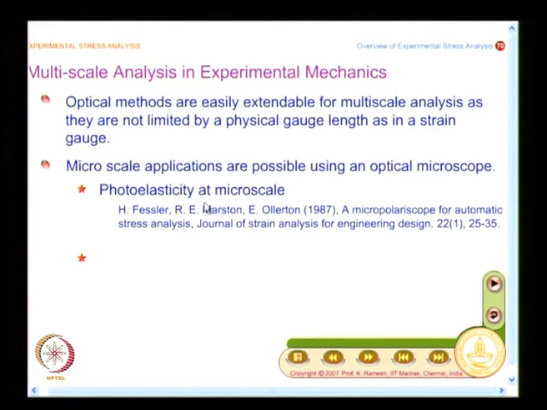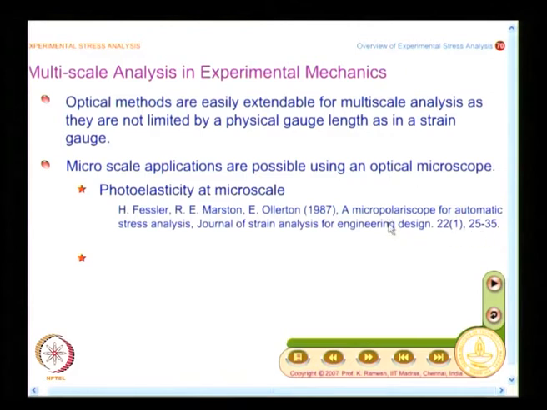So, photoelasticity at microscale, you have H. Fessler et al., published in 1987, and you have a micropolariscope for automatic stress analysis. This was published in Journal of Strain Analysis for Engineering Design. You just write it as JSA, and the issue number and page numbers are noted.